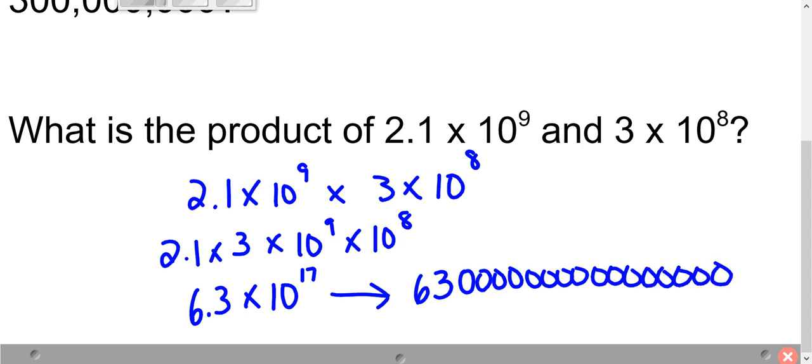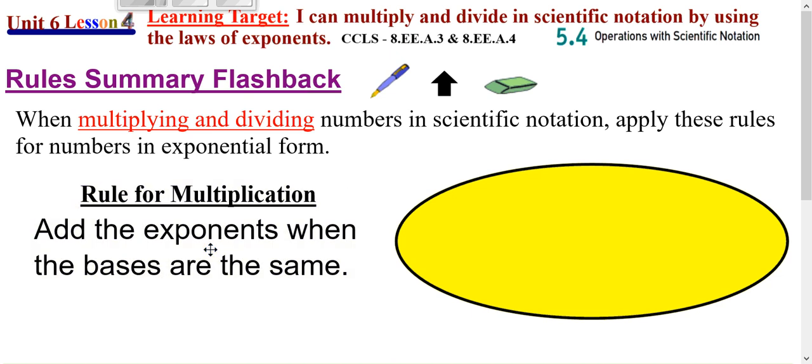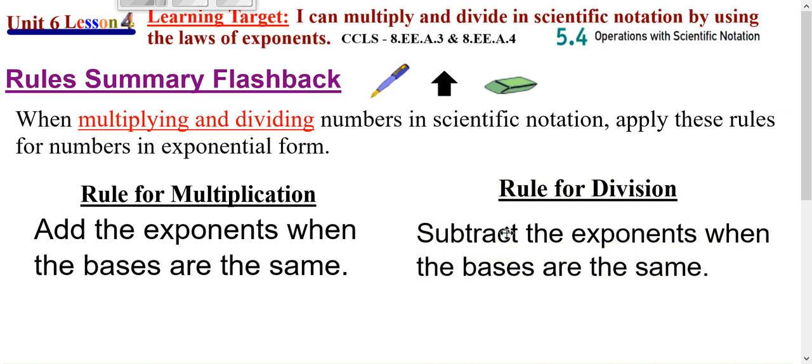So you can see this is one of the reasons we use scientific notation. Because when you have to multiply really large or very, very small numbers, it's a lot easier to deal with if they're in scientific notation instead of the way they were written above. So when multiplying and dividing numbers in scientific notation, apply these rules for numbers in exponential form. So for multiplication, add the exponents. And for division, subtract the exponents, just like we learned in lesson 2.